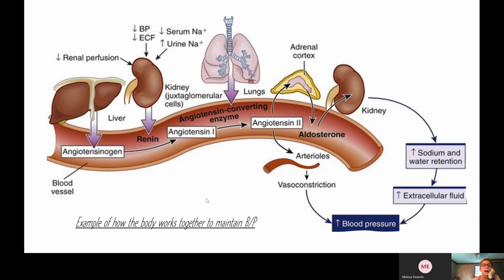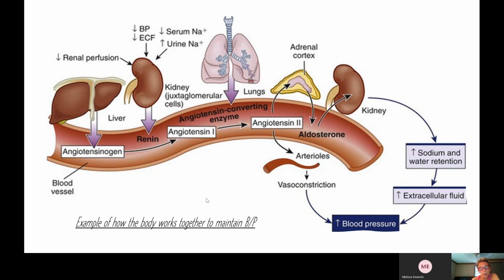The lungs have to do with creating some of the angiotensin converting enzyme. Then the kidneys are reabsorbing things, and they are either holding on to or trying to excrete fluid to maintain the blood pressure. And then the liver is basically where it all starts, where it creates the angiotensinogen, which is changed through the application of renin into angiotensin 1, which becomes angiotensin 2.